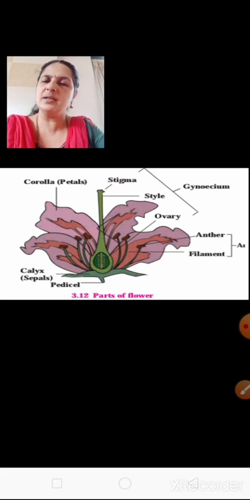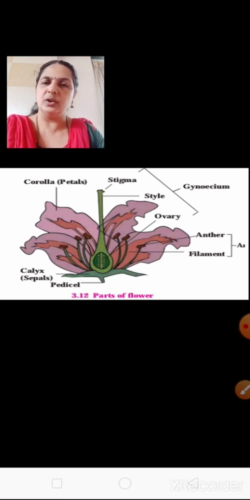Calyx are also called sepals, you all know that. Corolla, these are the petals which are colorful, which attract insects for pollination. You can see varieties of colors in the corolla. And then come the essential whorls, which are the two essential whorls, gynoecium and androecium. Gynoecium is made up of three parts: stigma, style and ovary.